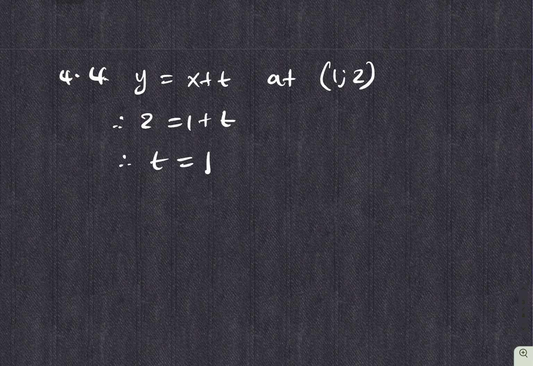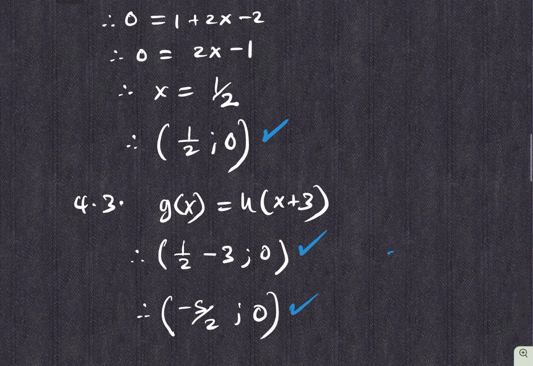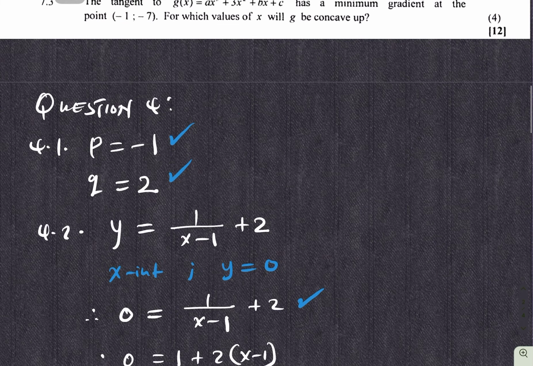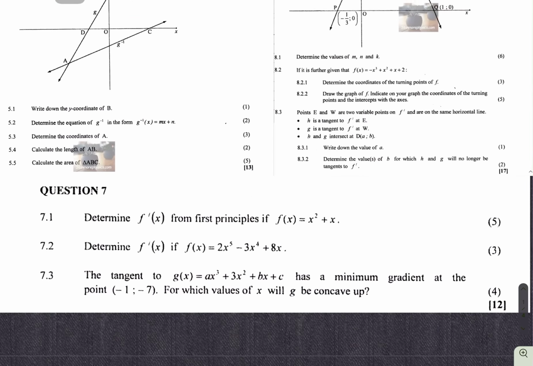Where do you get the marks? From the correct answer and the correct substitution. That makes it 2 marks. All right, so that is 2 marks as well, and that is also 2 marks, and this is also 2 marks.